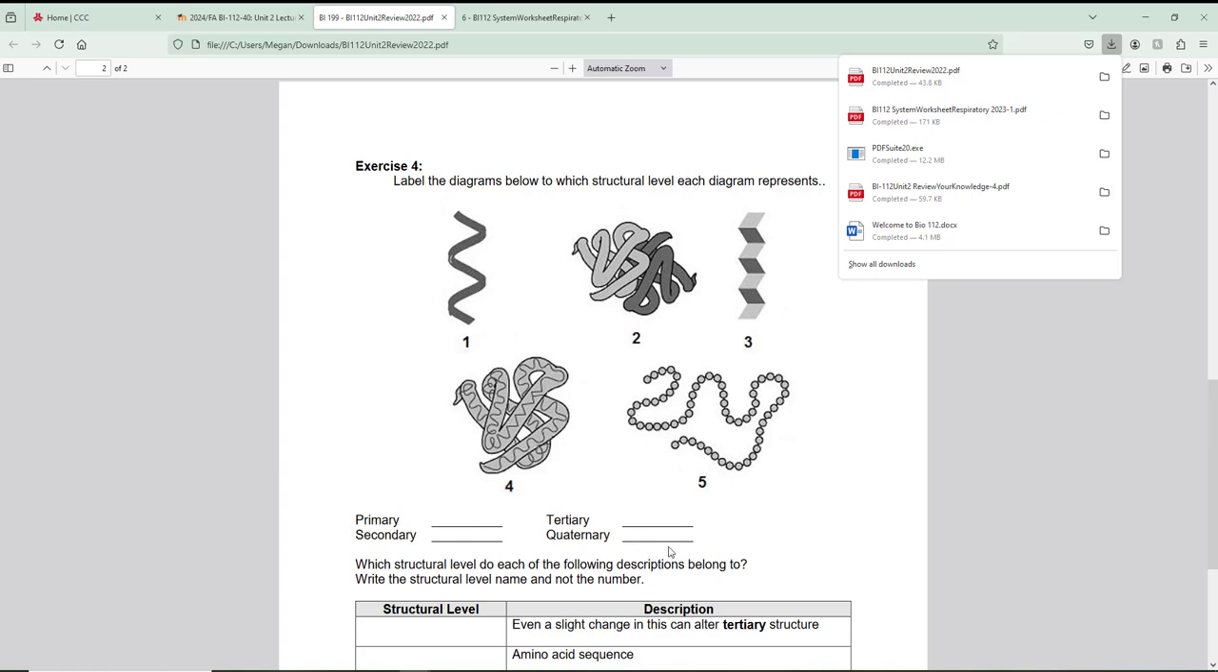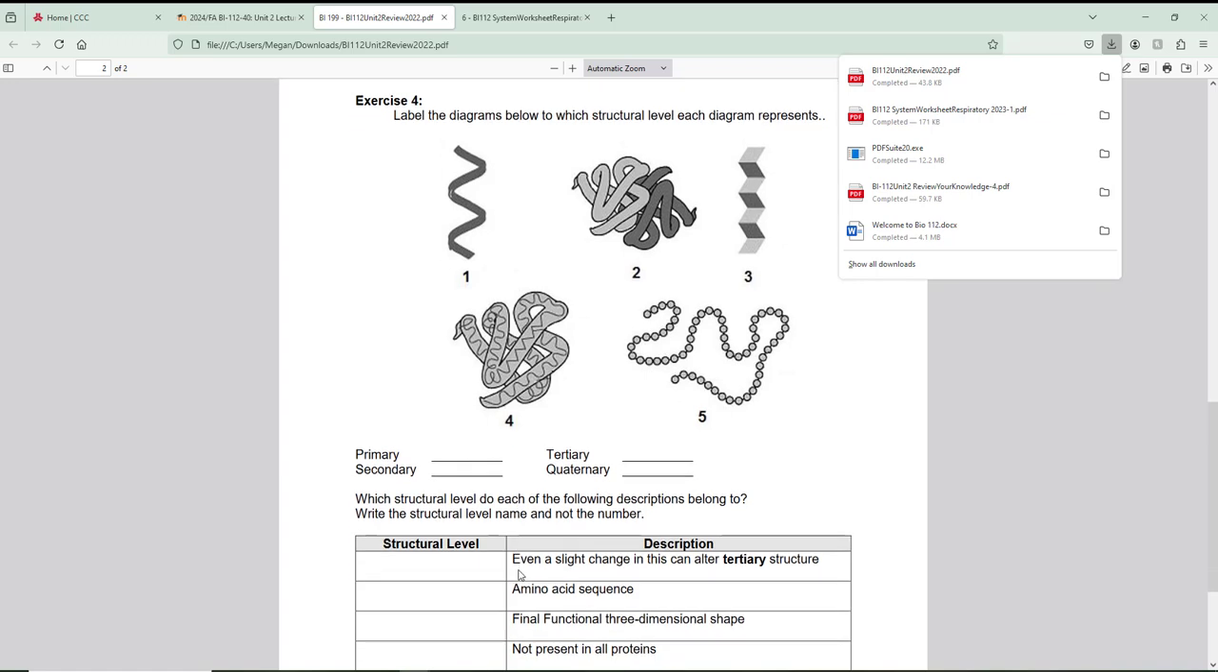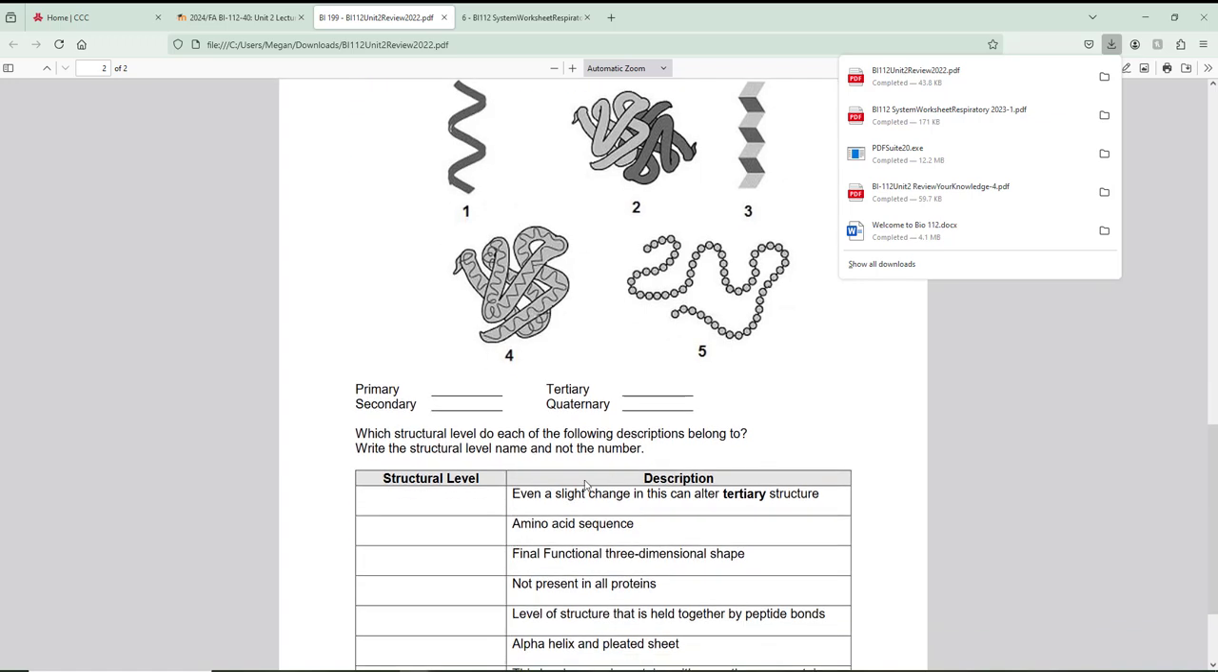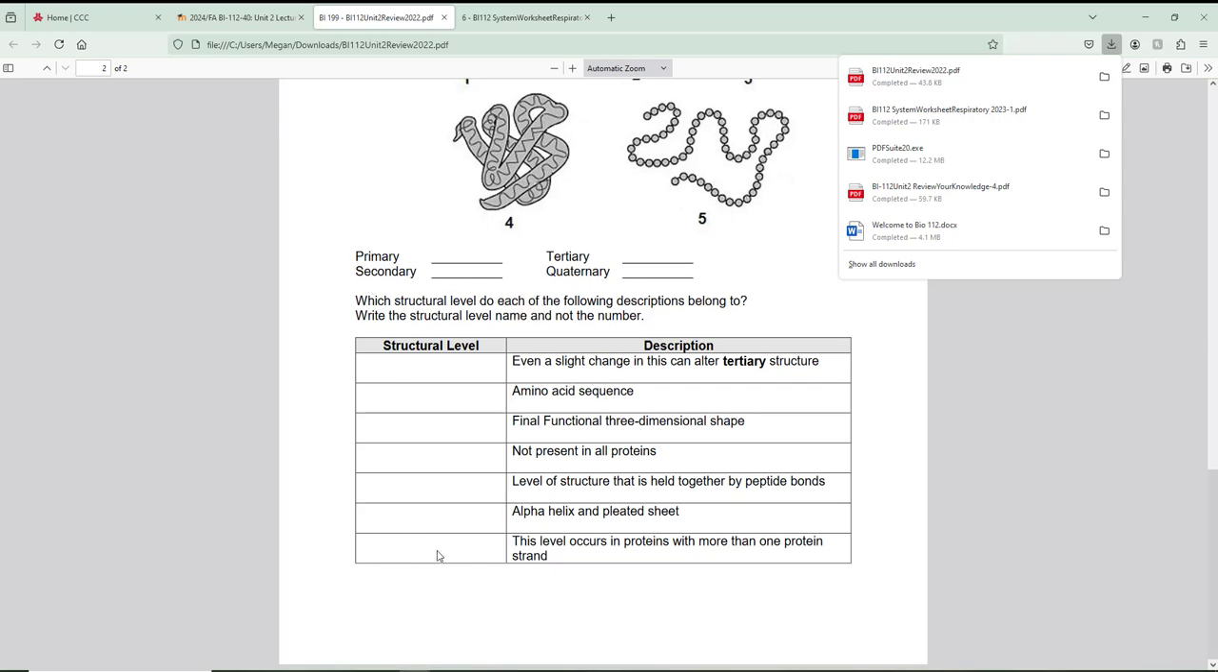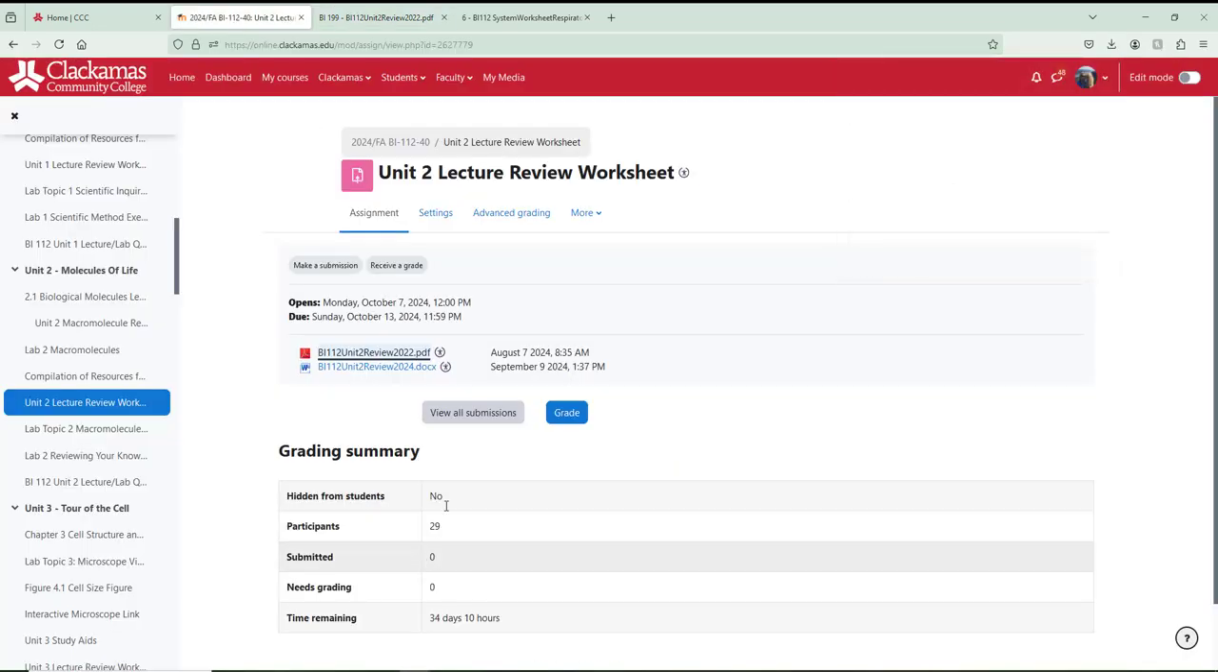And notice there's 4 down here, but 5 choices, so obviously you might have more than one. And then which structural level do each of the following descriptions belong to, so you'll identify which level: primary, secondary, tertiary, or quaternary. Once you've completed that, you'll go ahead and submit your, sorry, this is an instructor view, but you'll submit your submission by October 13th. By Sunday.